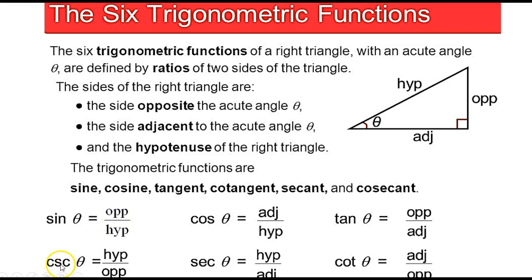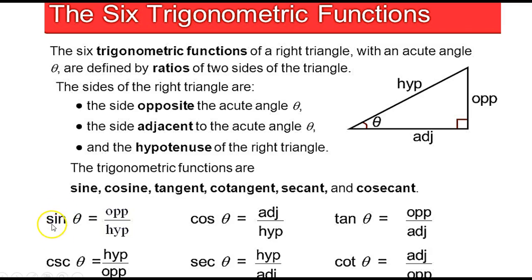The cosecant is the inverse, or reciprocal, of sine. You just flip it, so cosecant is hypotenuse over opposite. Then secant is the reciprocal of cosine, so you flip it: hypotenuse over adjacent. And cotangent is the reciprocal of tan: adjacent over opposite. So once you get the first 3 basic ones, the other 3 you just flip to get their reciprocal.